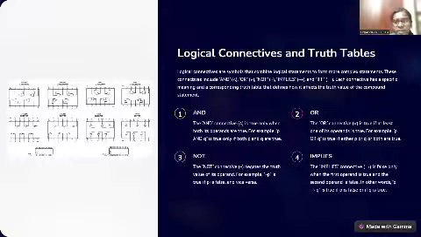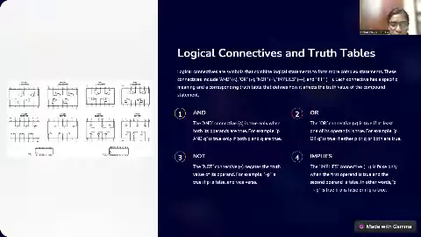Logical connectives and truth tables. Logical connectives involve symbols like and, or, not, implies, and if and only if. The first one is and. The and connective is true only when both its operands are true. For example, P and Q is true only if both P and Q are true. The or connective is true if at least one of its operands is true. For example, P or Q is true if either P or Q or both are true.